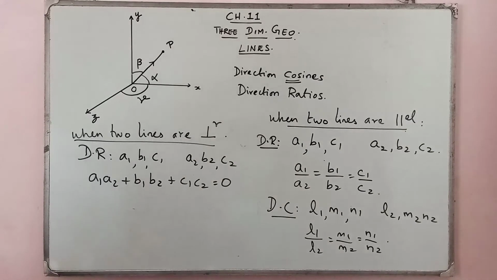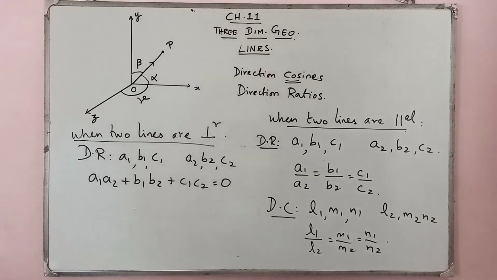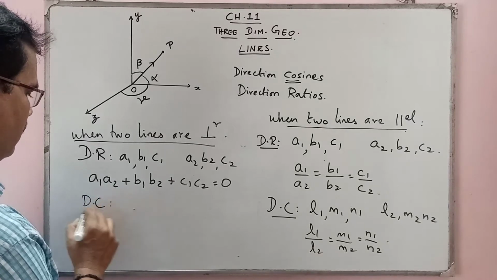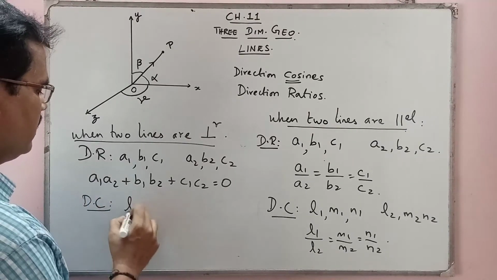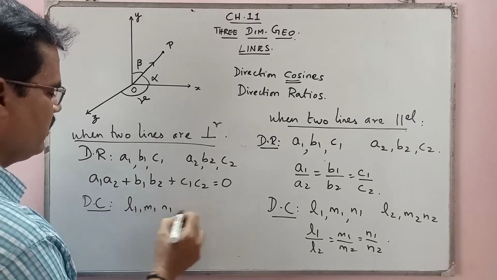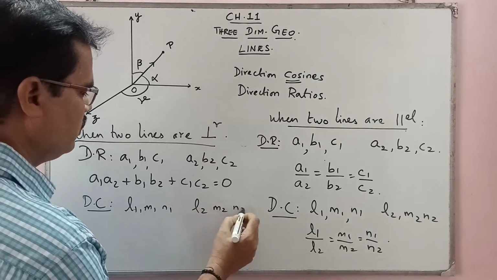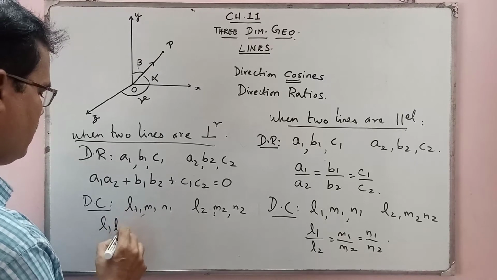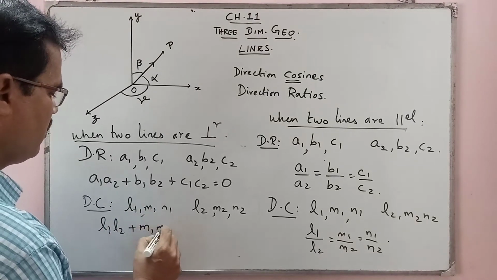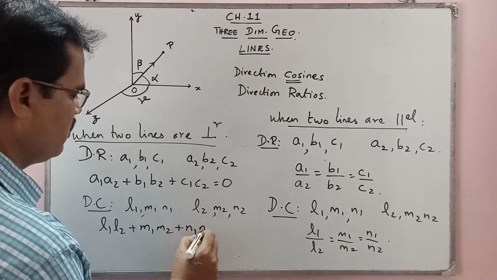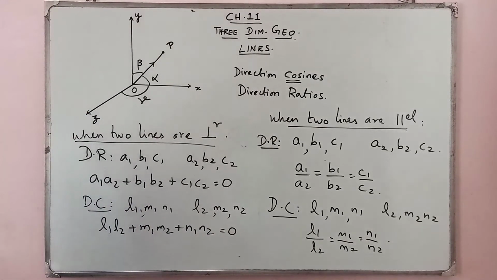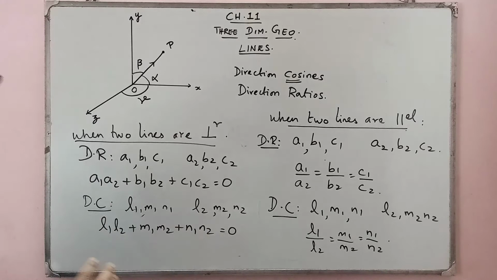When direction cosines are given, we will take L1, M1, N1, L2, M2, N2, the same logic. L1 L2 plus M1 M2 plus N1 N2 will be equal to 0. This is the case when two lines are perpendicular. These things we are going to see.